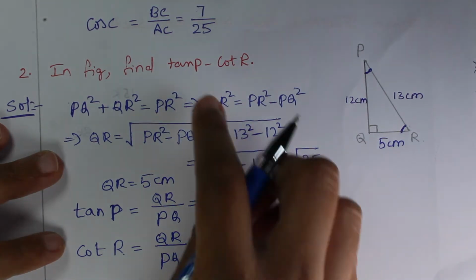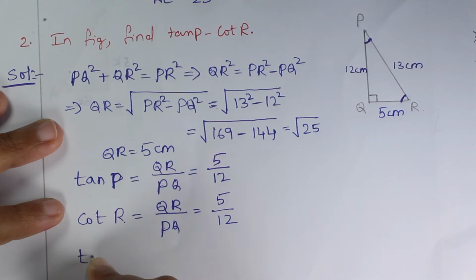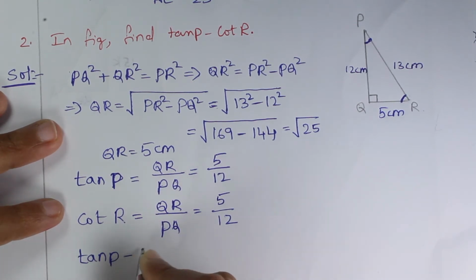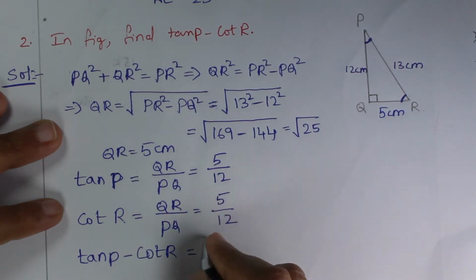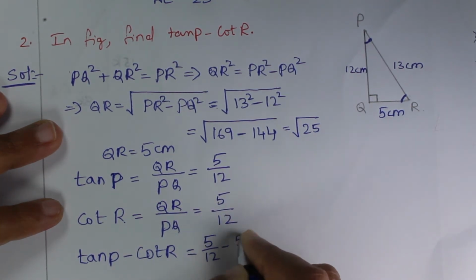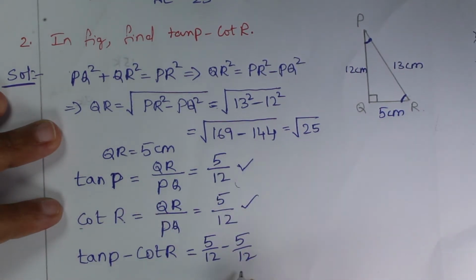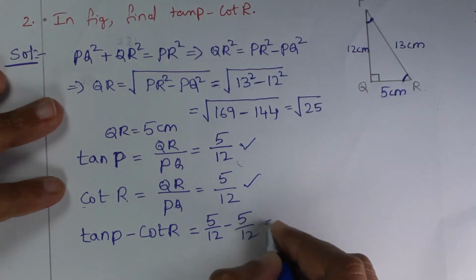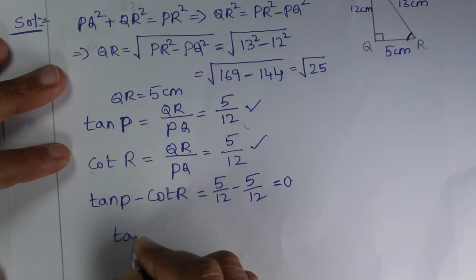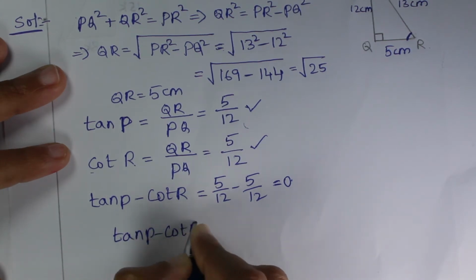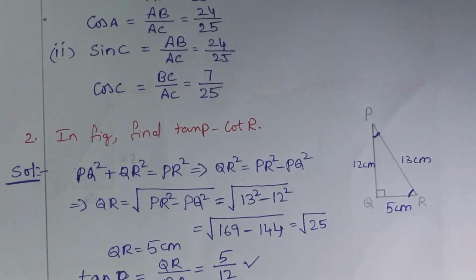Now he is asking us to find the value of tan P minus cot R. Tan P minus cot R is equal to 5 by 12 minus 5 by 12. What is tan P? Tan P is 5 by 12 and cot R is 5 by 12. 5 by 12 minus 5 by 12 is equal to 0. So the value of tan P minus cot R is 0. Hope this is clear for you.